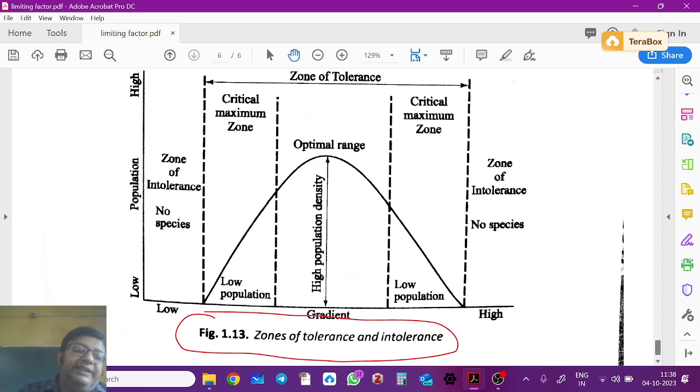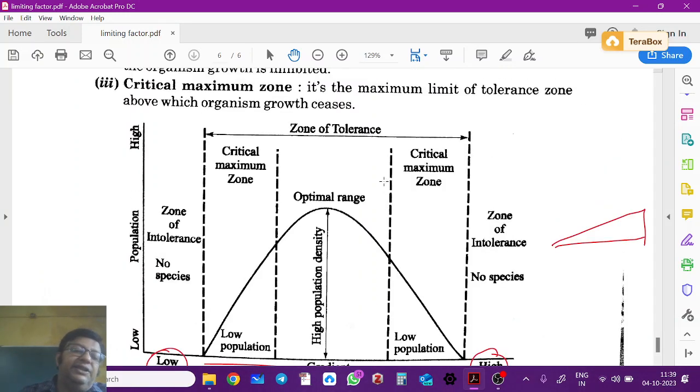On the left side, low, right side, high, and in between there is a gradient. Gradient means from low to high. This is a gradient. Okay? From low to high. And on the y axis, you see low. This is the population axis. Low population below, high population above.